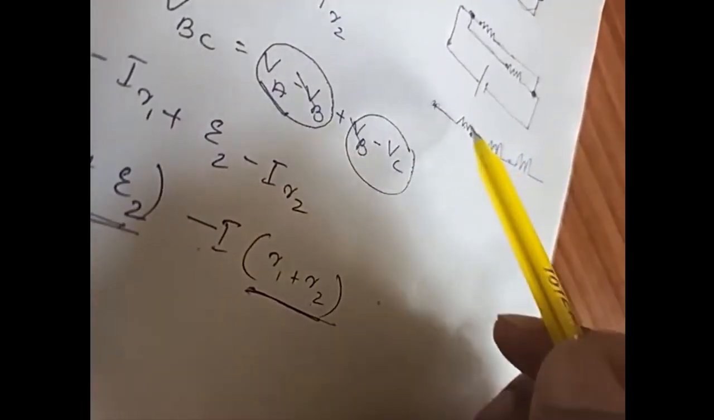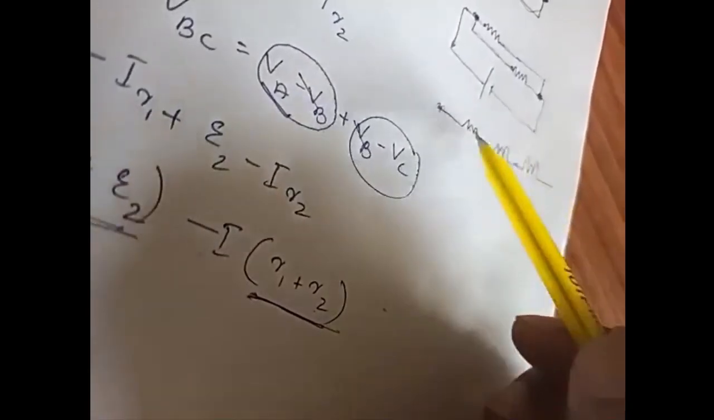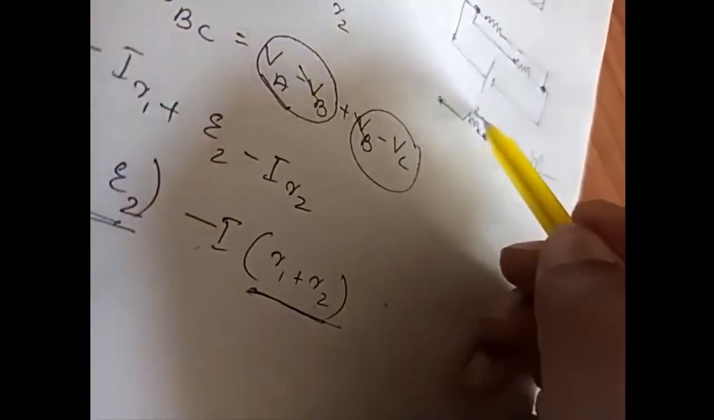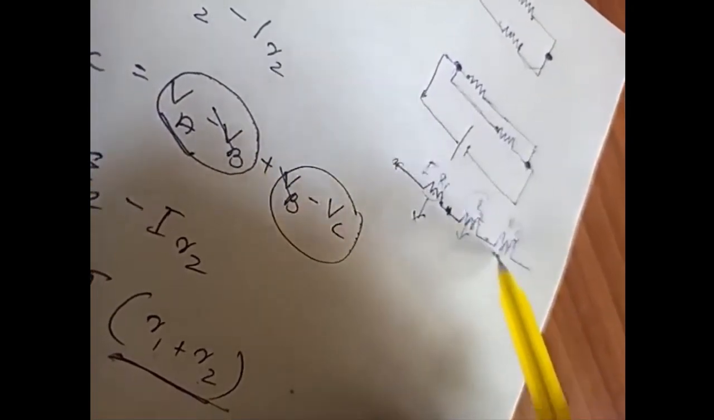Okay, so potential has to be dropped across each resistor. If these are R1, R2 and R3, the potential dropped here will be I into R1, and I into R2 will be dropping here, and I into R3 will be dropping here. Like that, potentials will be different at each resistor, but current will be same.